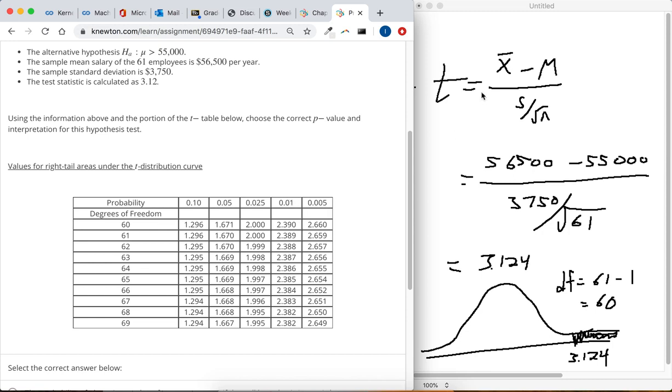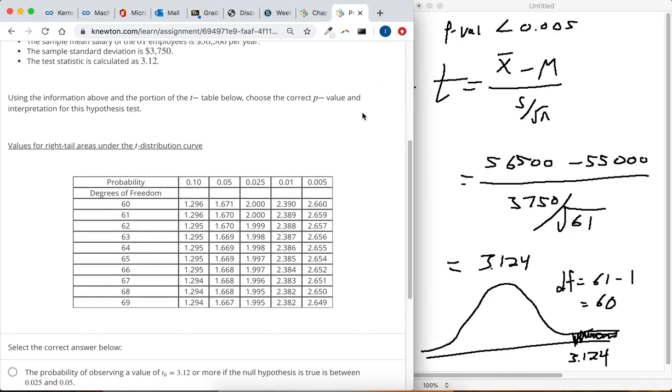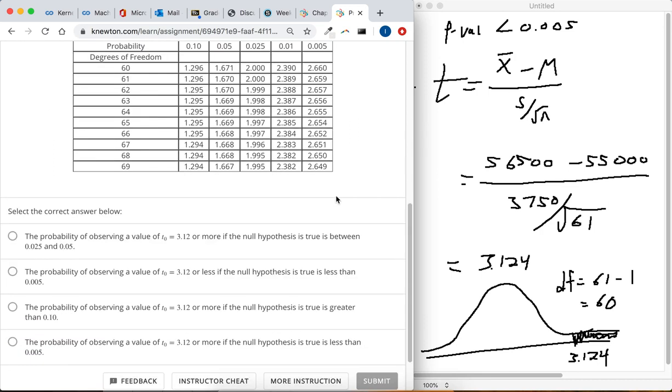So we didn't even get our p-value on the sheet. The p-value is less than 0.005. It's further off the table than where we can go. If you got t equals 2.5, somewhere between this one and this one, then you'd say your p-value is between 0.005 and 0.01. Our p-value is even off the charts, so it's got to be even less than this number up here.